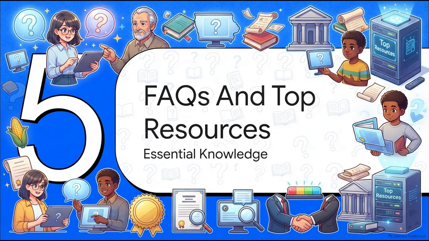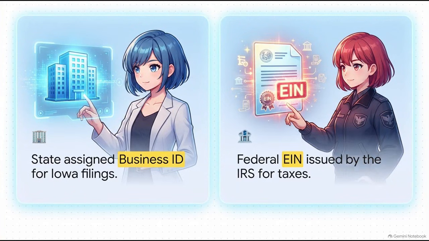Section 5, FAQs and Top Resources. Essential knowledge. Let's jump right into a rapid-fire roundup of some really common questions. First up, what's the difference between your business identification number and an employer identification number, or EIN? It's simple. Your business ID is a state-assigned number used specifically for Iowa state searches and filings. Your EIN, on the other hand, is a federal number issued by the IRS for federal taxes and banking. You cannot use your federal EIN to search the Iowa state database.